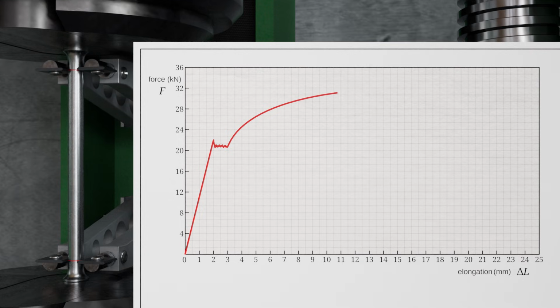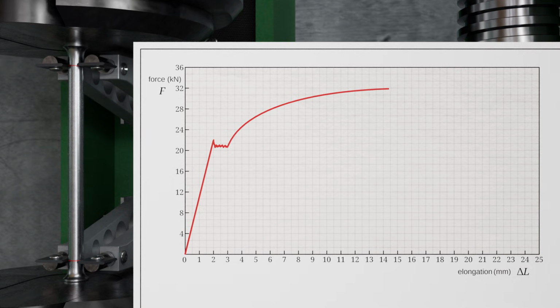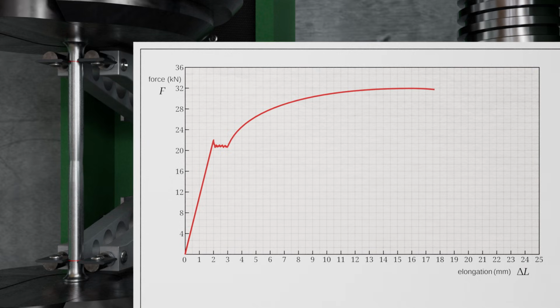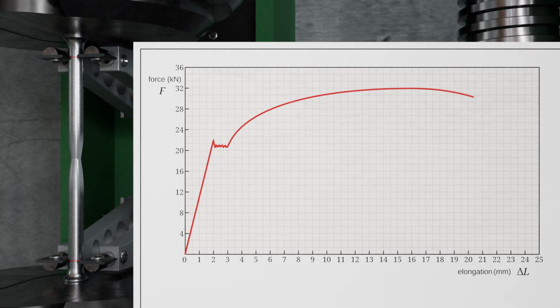In the tensile test, the load-bearing capacity of a material under increasing tensile load is determined. The specimen is stretched until fracture, while the required force is recorded as a function of elongation. The figure shows a typical curve obtained during a tensile test.